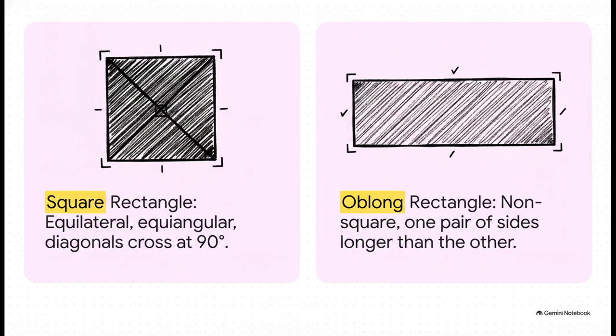Then, on the flip side, we have the oblong rectangle. This is your everyday non-square rectangle, where one pair of parallel sides is longer than the other. So ultimately, a square isn't a completely different shape from a rectangle at all. It's just a highly specific, special kind of rectangle.